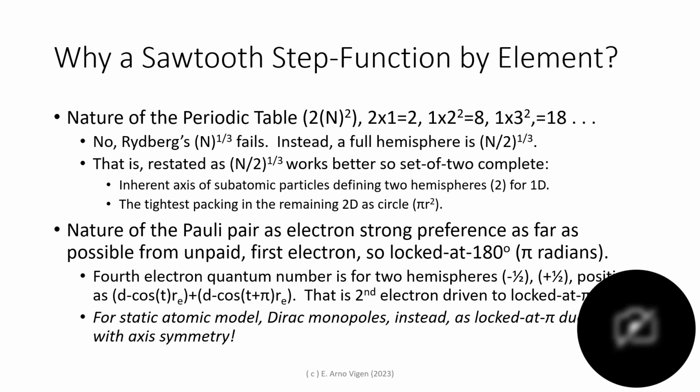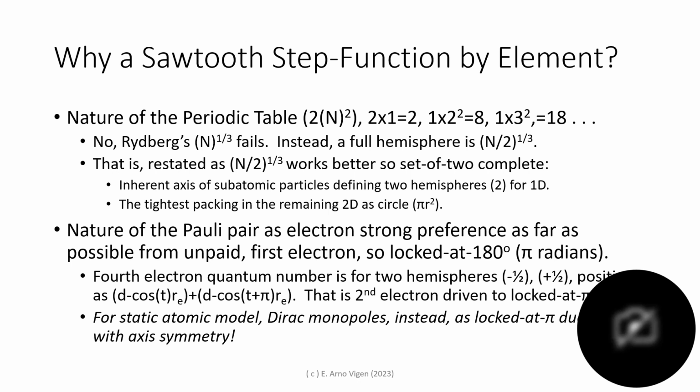However, I'm going to present this differently. It is one hemisphere, then the other. So instead of being n, it's n over 2, and then you do the square. And that actually works better. As we know, Rydberg's n over 2 fails. It only works for hydrogen and hydrogen-like elements, okay? But when I restate it as this, it's going to work better.